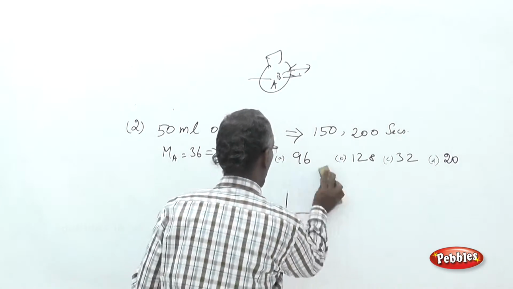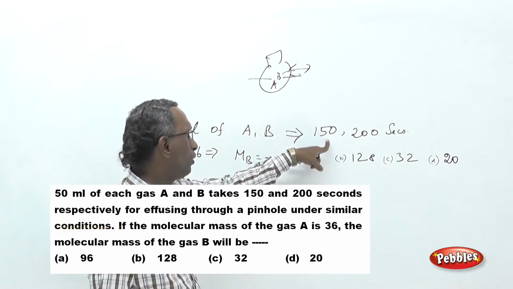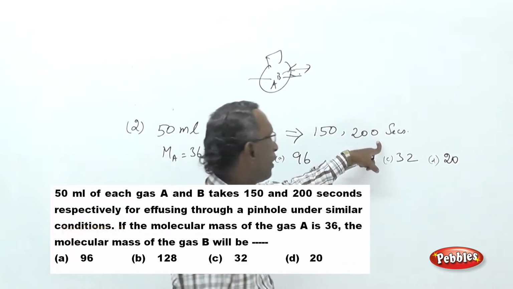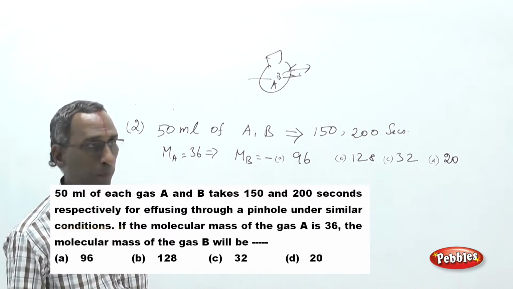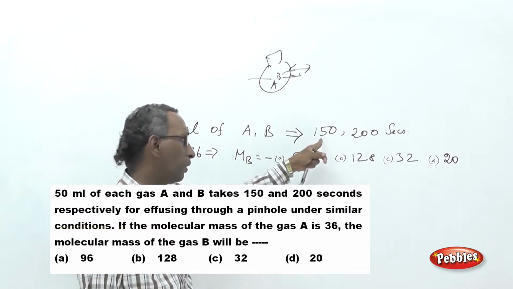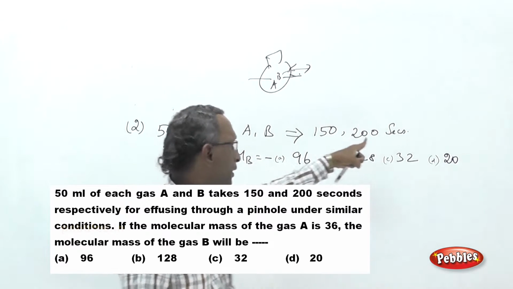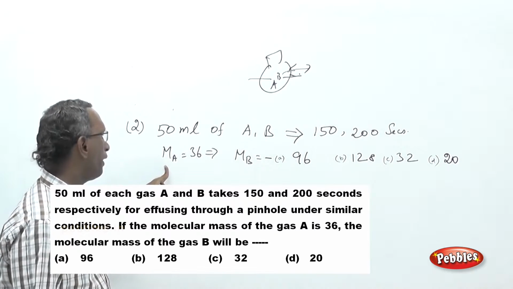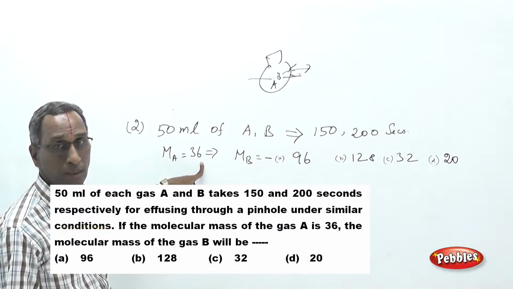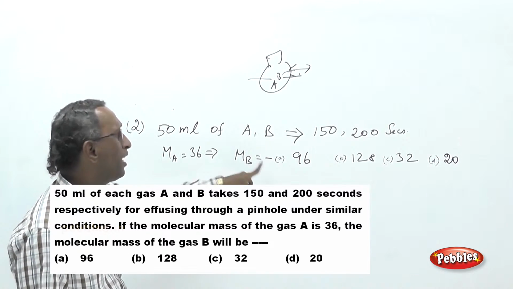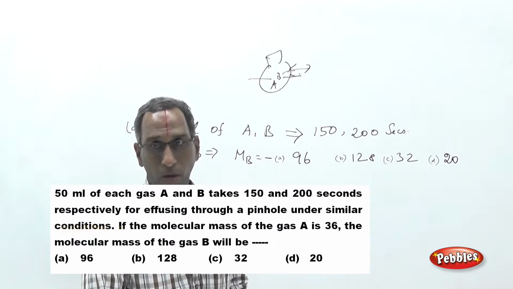Here they are comparing. The question says 50 ml of two gases A and B take 150 seconds and 200 seconds respectively to escape through a small hole in a container. Initially they are kept in a container, a small hole is made, and their rate is measured in terms of flow time. It takes 150 seconds and 200 seconds. The molecular weight of gas A is given as 36, and the molecular weight of B is asked. There are four choices given for the answer.